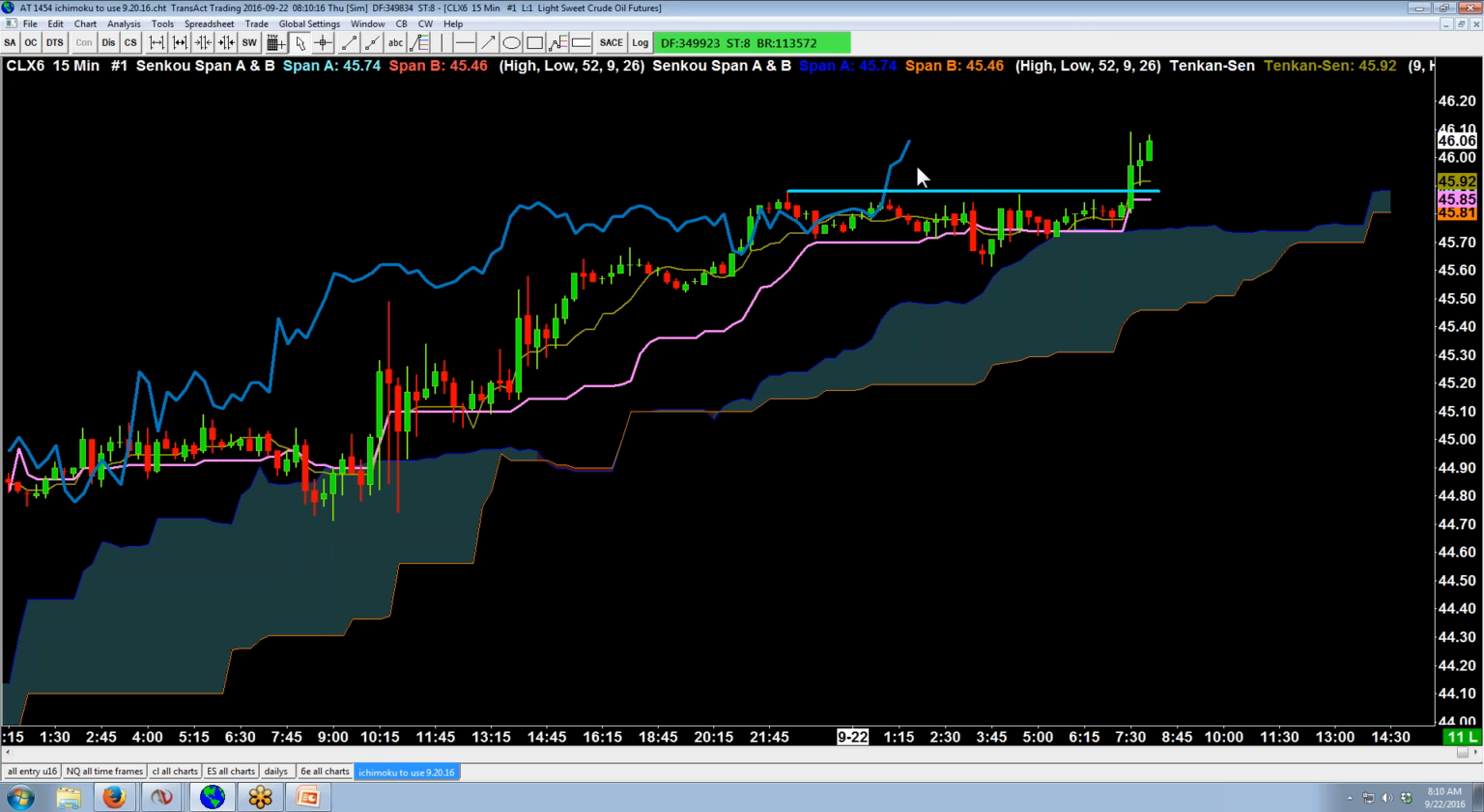stop. So this is just one simple component, the cloud, but you can see even just that how powerful it is. And I shouldn't say it's a simple component. I'm going to say it's the main component of trading the Ichimoku.